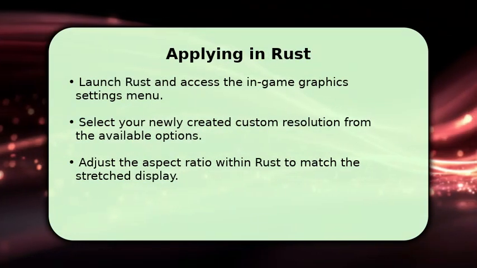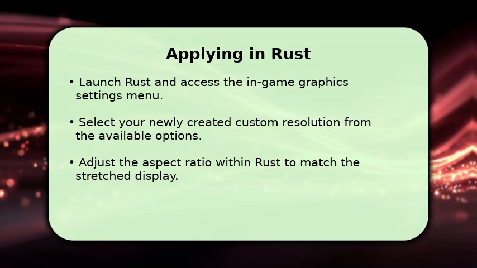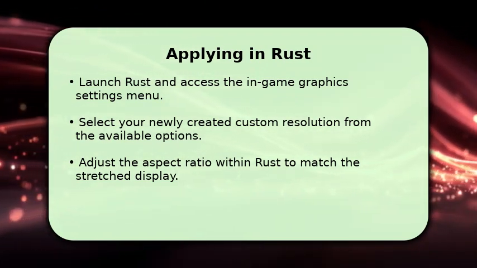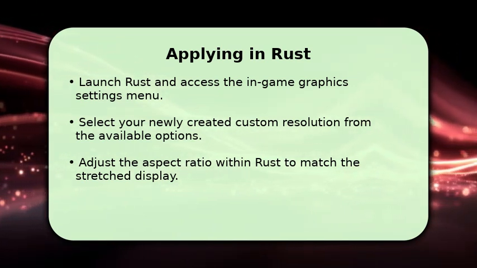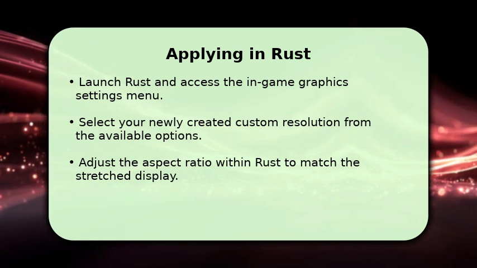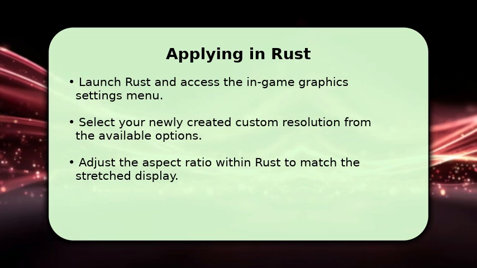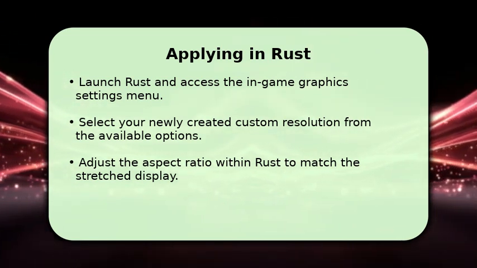With your custom resolution saved, launch Rust. Once in the game, go to the graphics settings. You should now see your custom resolution listed. Select it, then adjust the in-game aspect ratio to match your stretched display. This will apply the stretched effect, making player models appear wider and easier to spot. It's a simple change that can significantly impact your gameplay.